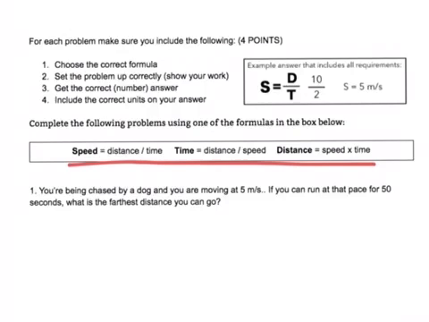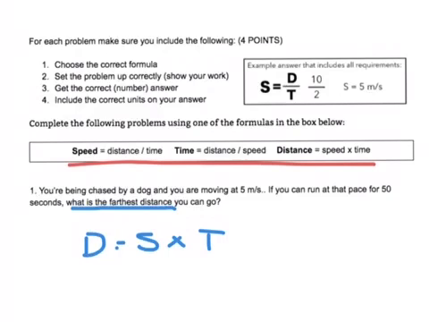It says, number one, you're being chased by a dog and you're moving at 5 meters per second. If you can run at that pace for 50 seconds, what's the farthest distance you can go? So if we look at this, what we're looking for is what is the farthest distance you can go. Based on that, that tells me we're going to use the distance equals speed times time equation. So from there, we're going to fill in our information that we need.